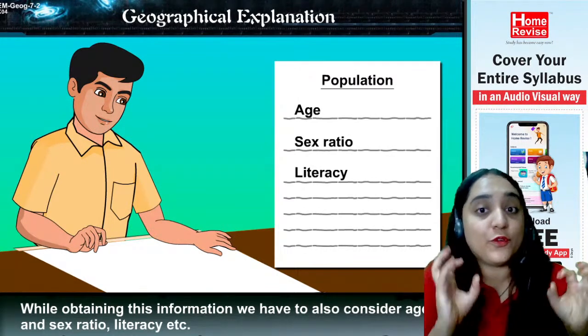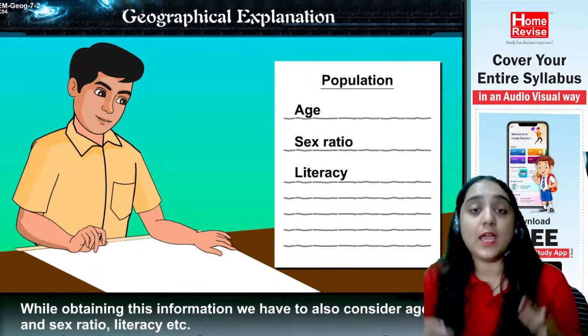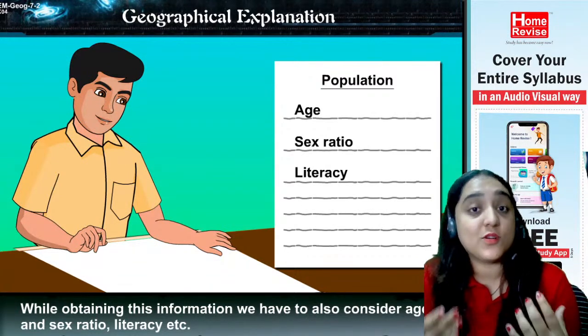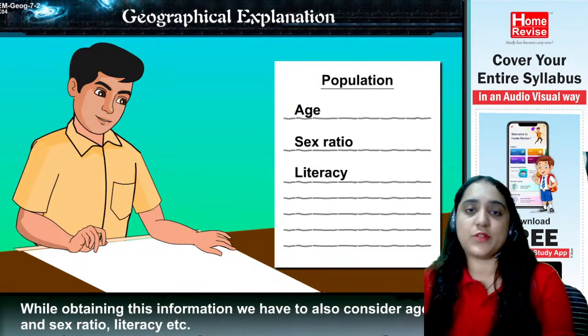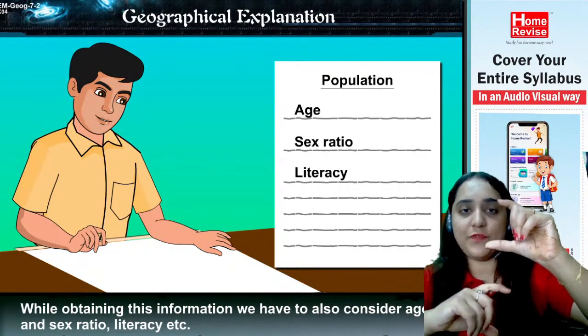We also have to know, not just the population, not just digits or numbers, we have nothing to do only with that. We have to understand the quality of the population. We also need to understand the information such as the age. Then comes the sex ratio. Now what is this? It is a ratio. It is a ratio of males to females.